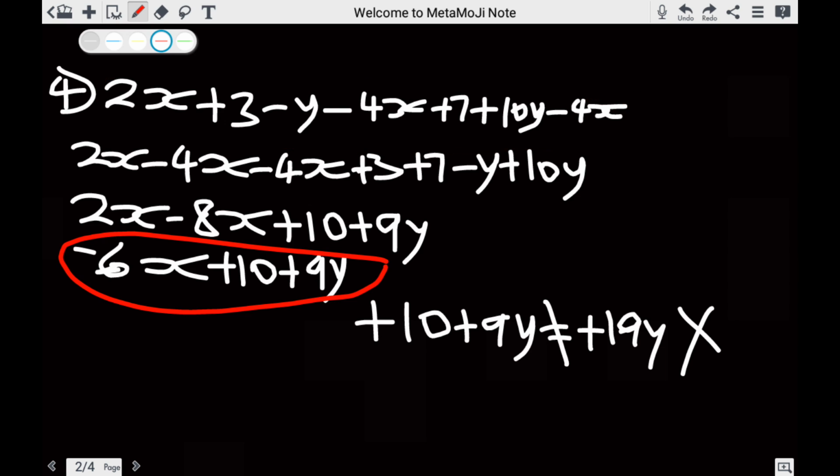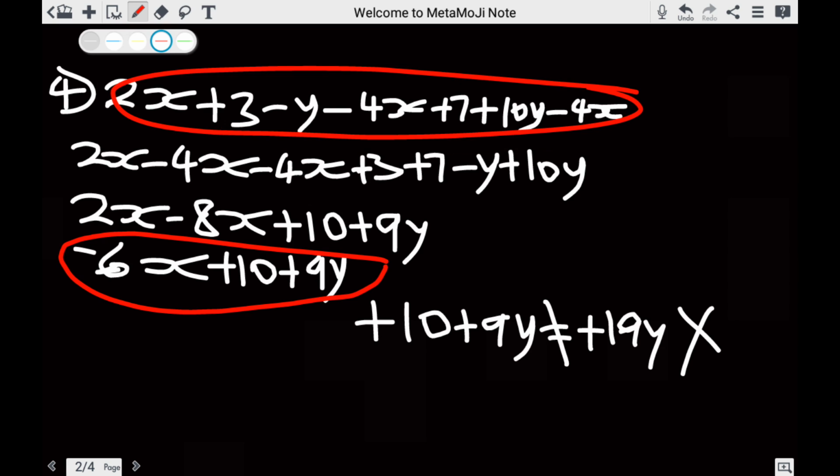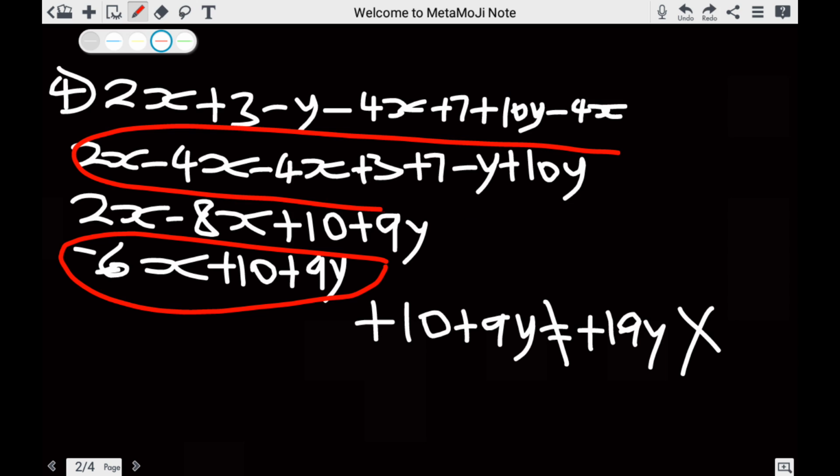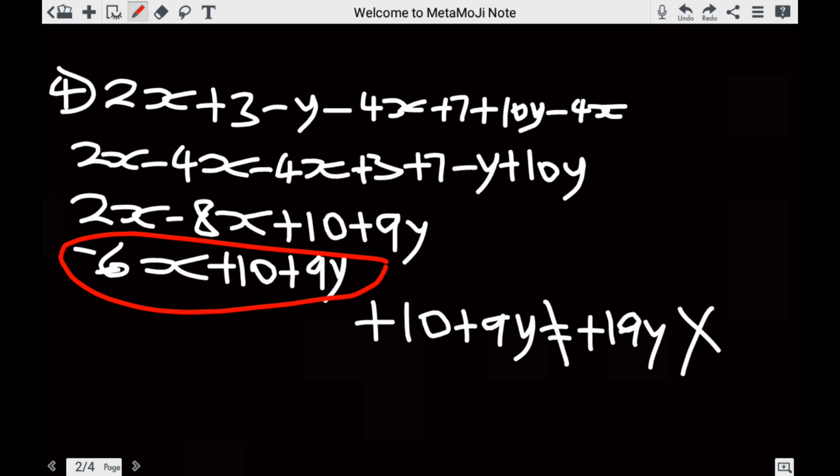So you see that what we did was collect like terms. We arranged the expression, and after we arranged the expression, we collected like terms. You see that 2s, minus 4s and minus 4s are like terms. Also plus 3 and plus 7 are like terms. Also minus y and plus 10y are also like terms. So we arrange them and we group them together, those like terms and those that are unlike terms.